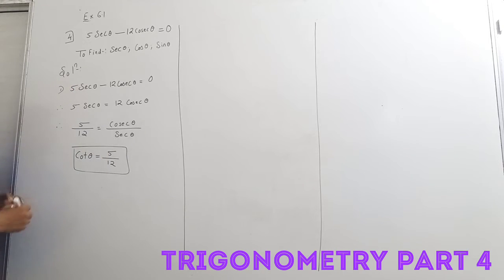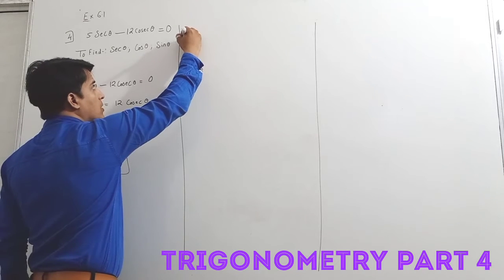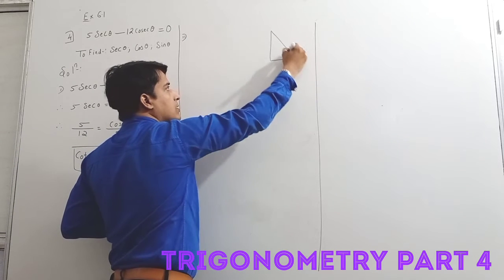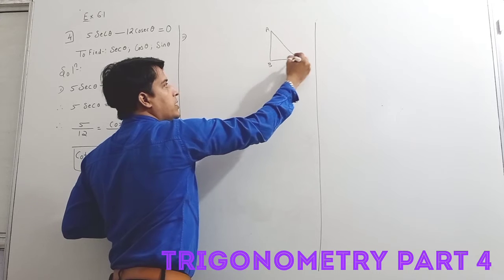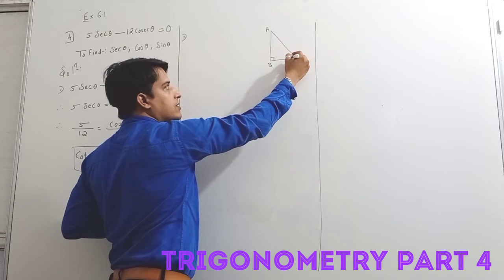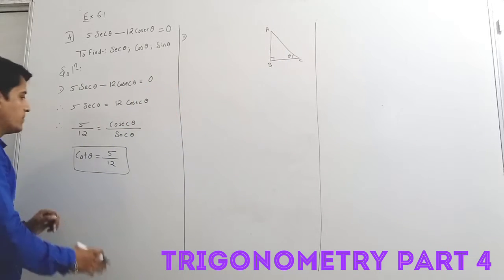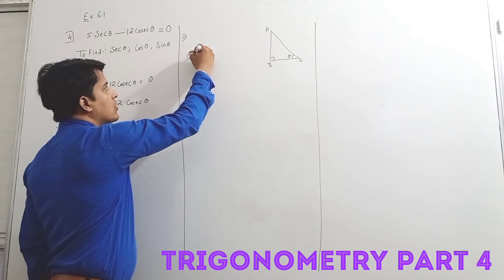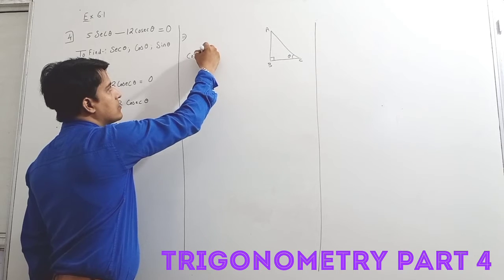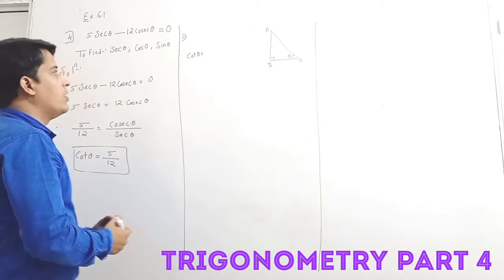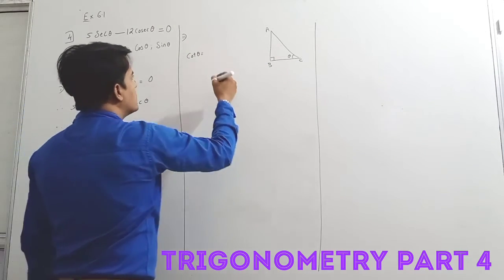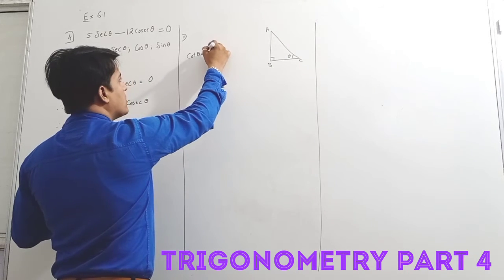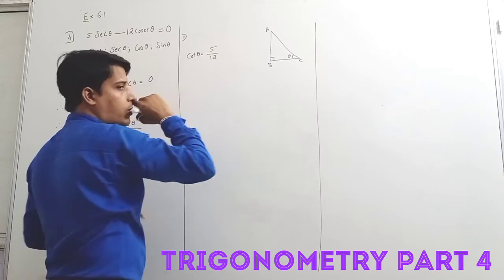This was your first step. Now moving to the second step, what will we do? We will plot a triangle. Let us call it A, B and C, taking B as 90 degrees and C as the respective theta we are considering. We have got the value of cot theta. Sorry, the value is 5 upon 12.